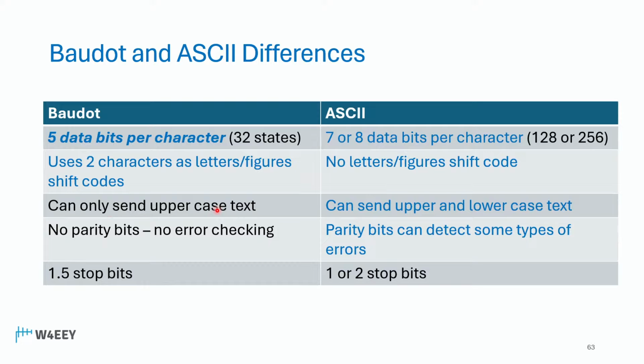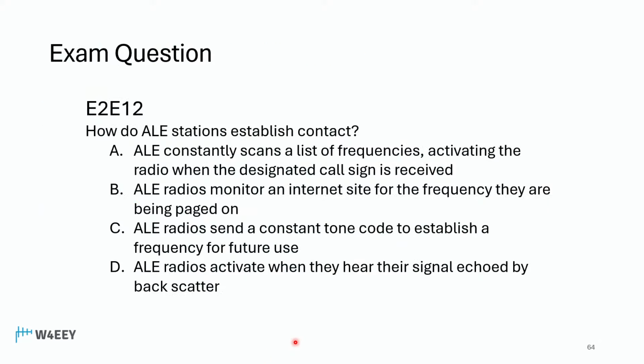Baudot can only send uppercase text. An advantage of ASCII is you can send upper or lowercase text. Baudot has no parity, no error checking. ASCII parity bits can detect some types of errors. So just a comparison between the two, and the pool questions will ask us to differentiate those.